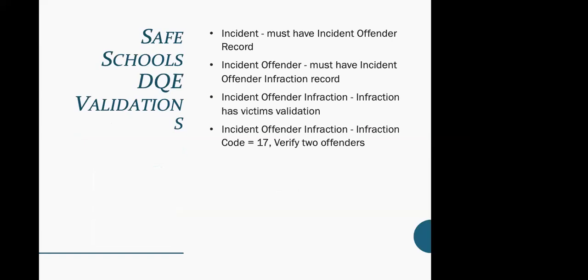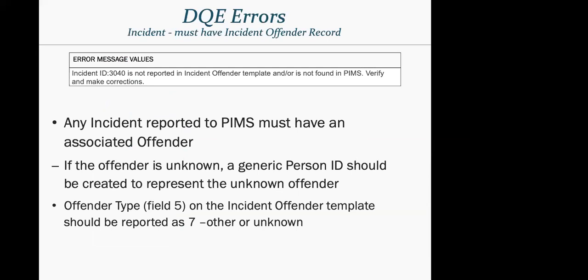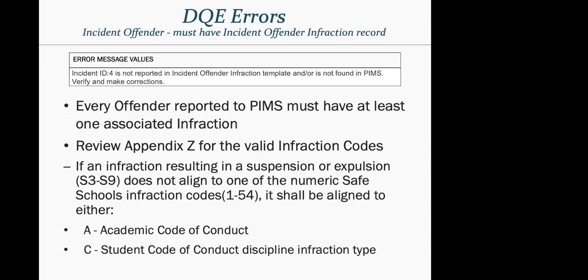Okay, Safe Schools is coming up, and we've got some things there that we can look at. We want to make sure that we have it correct. Every incident has to have an offender, and you can actually have an unknown offender. And every offender has to have an infraction. You can't report something if somebody didn't do something. Appendix Z has all those infraction codes.